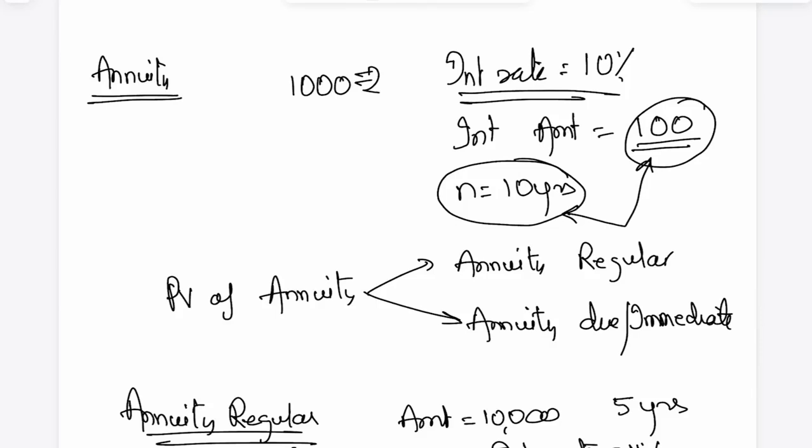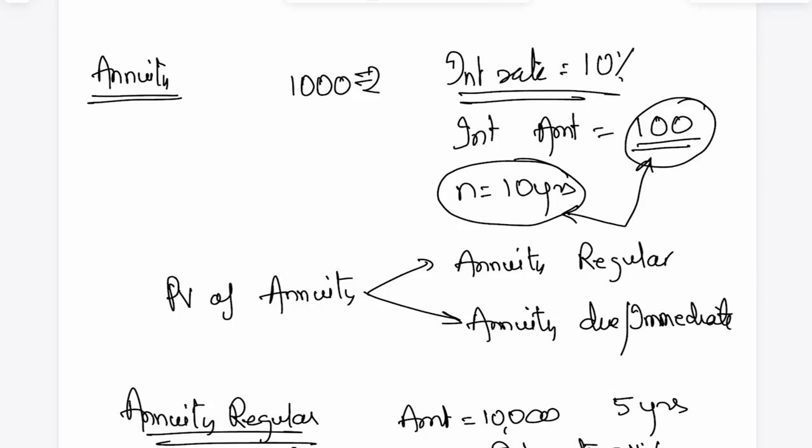If the cash flows arise at the beginning of each period, it is considered to be annuity due or immediate.